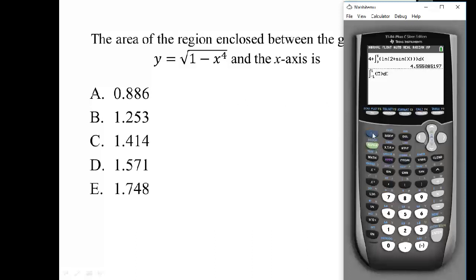So we end up with the integral of the square root of 1 minus x to the fourth, and then integrating with respect to x. All right, so 1.7480383939. So that's the answer that we should come up with. So E.